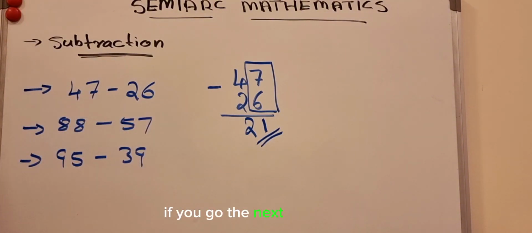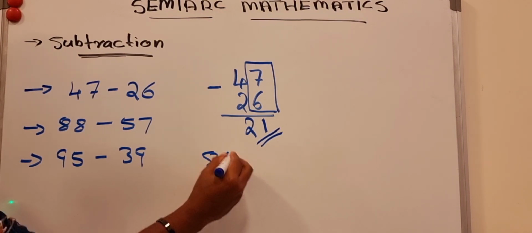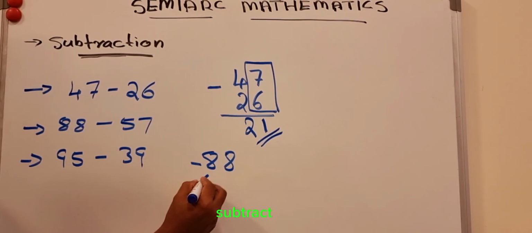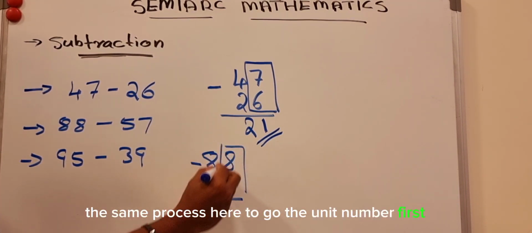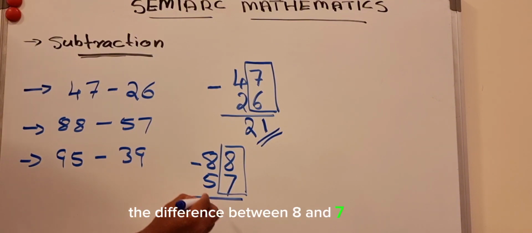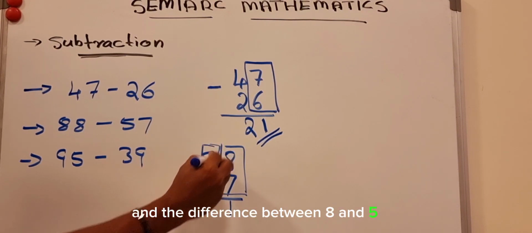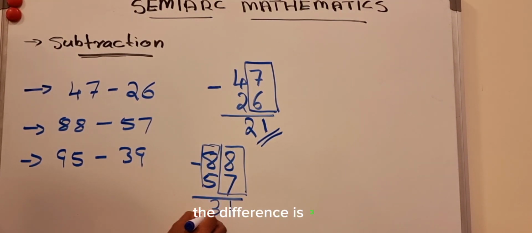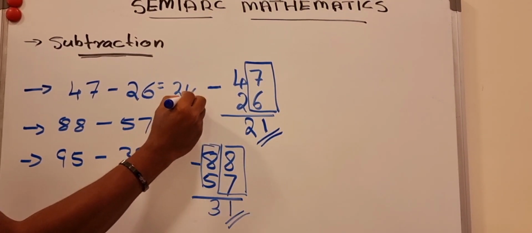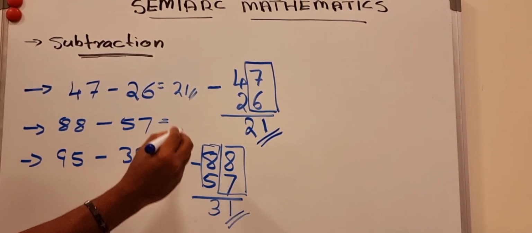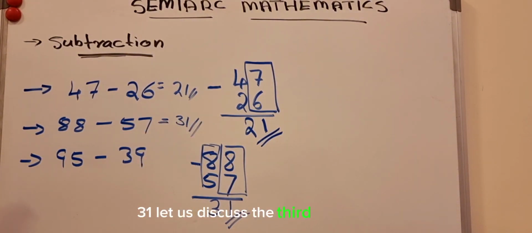Let's go to the next example, 88 subtract 57. The same process: you go to the unit numbers first. The difference between 8 and 7 is 1. And the difference between 8 and 5 is 3. So the answer is 31. The first answer is 21, the second answer is 31.